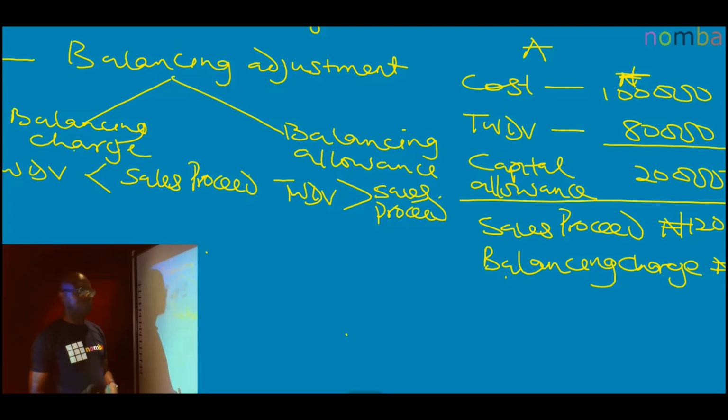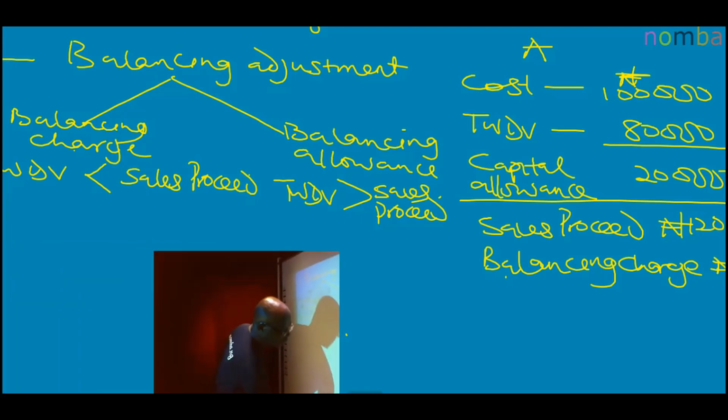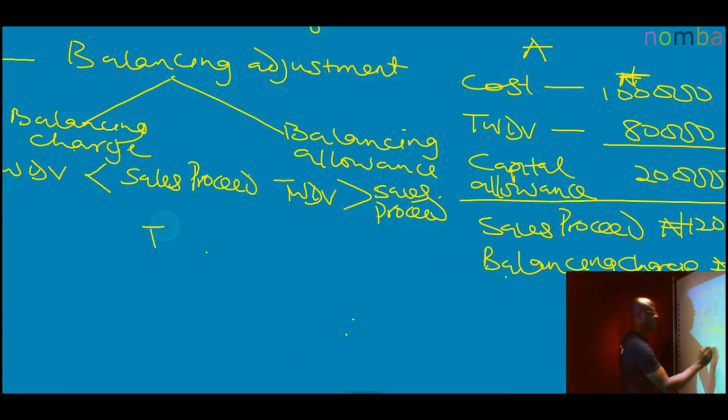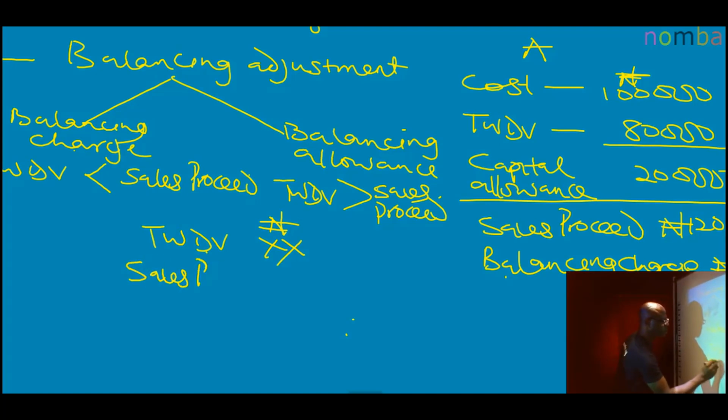I think that's all for disposal of QCE. Take note, once there's a disposal, you are talking about balancing adjustment. Balancing adjustment could result to any of these two, and note the difference. And of course, under exam condition, you are always comparing TWDV and the sales proceed. You will start with the TWDV. Usually you start with the TWDV like this. You put the figure there, okay? And then your sales proceed, you put it in brackets.